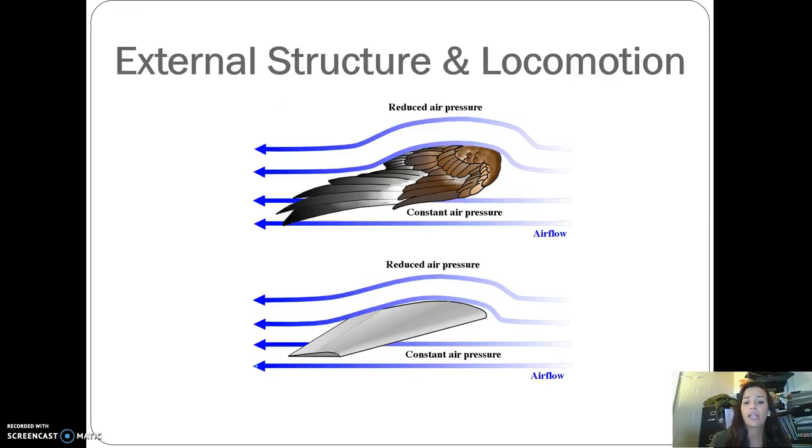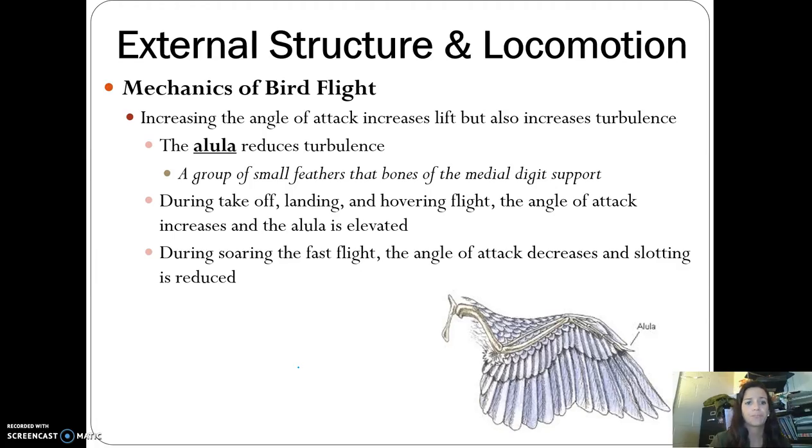So here's just a look at the airflow. You see here's a plane down here versus a bird wing, and you see how it's broader here and narrower at the end, and that's what causes that lift. Increasing the angle of attack can also increase the lift, but this causes some turbulence, even with birds.